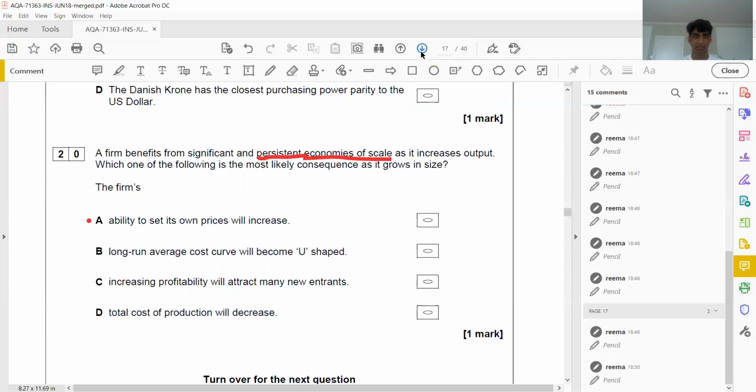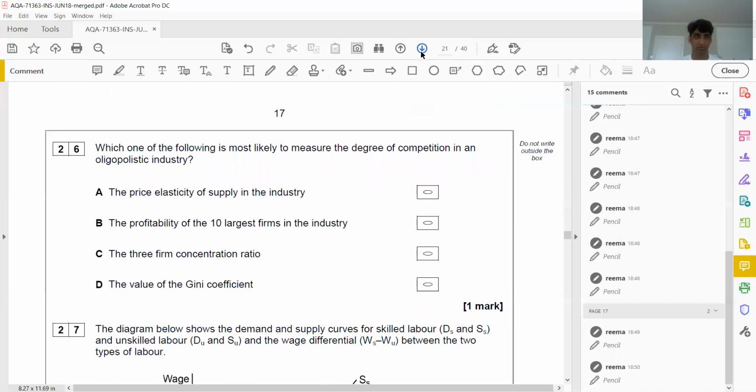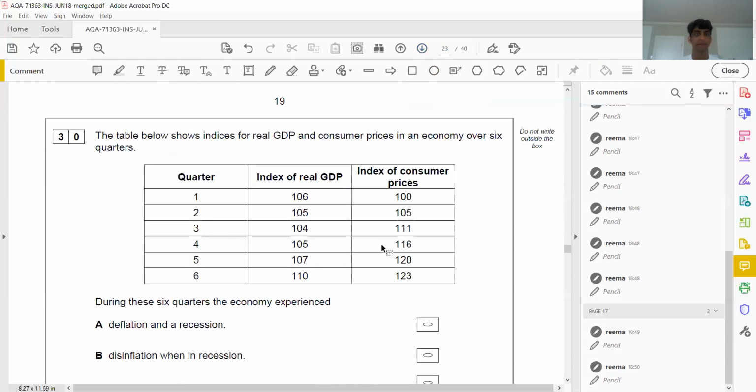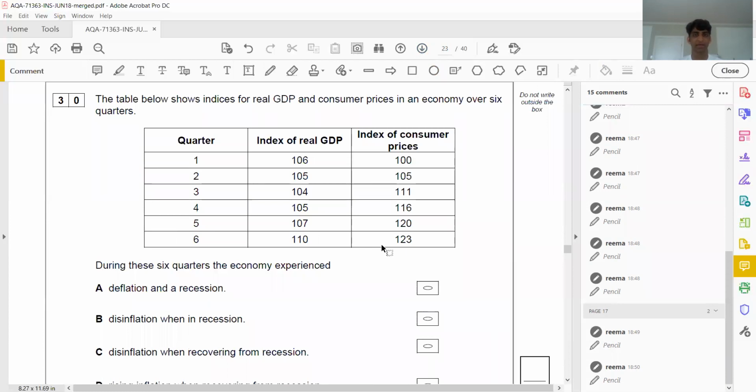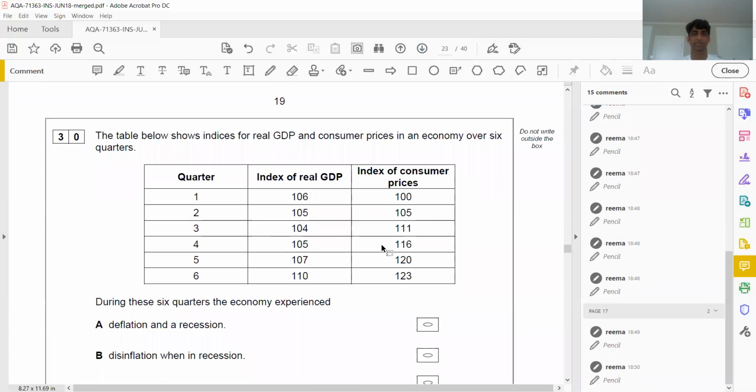Now, moving on to the last question that the examiner report had pointed out, question 30. About 29% of candidates got this correct, if I remember correctly. And this table shows the indices for real GDP and consumer prices over 6 quarters. Now, before you even look at the choices, and this is particularly true for questions in which you have data, I'd encourage you to just look at what is going on.